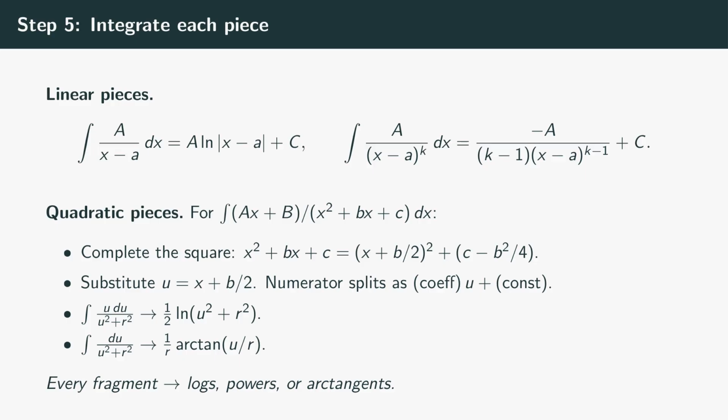Now the integral splits in two. The u part, the integral of u du over the quantity u squared plus r squared, is a substitution w equals u squared plus r squared, and gives half the log of u squared plus r squared. The constant part, the integral of du over the quantity u squared plus r squared, is a standard arctangent integral, and gives 1 over r times arctangent of u over r. So every piece in the decomposition winds up as a log, a power, or an arctangent. There are no other antiderivatives in the partial fractions universe.